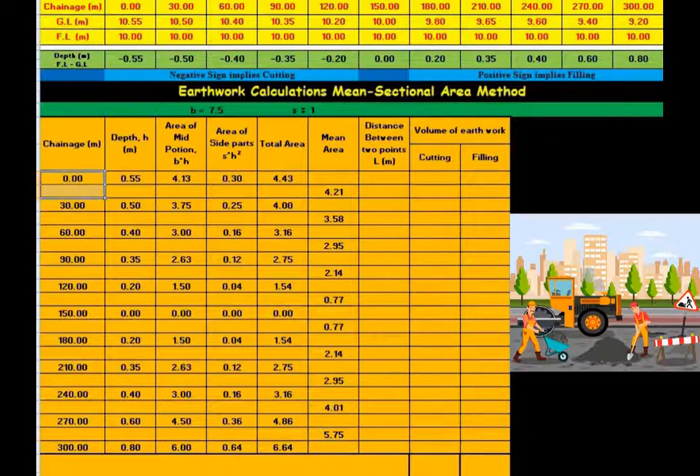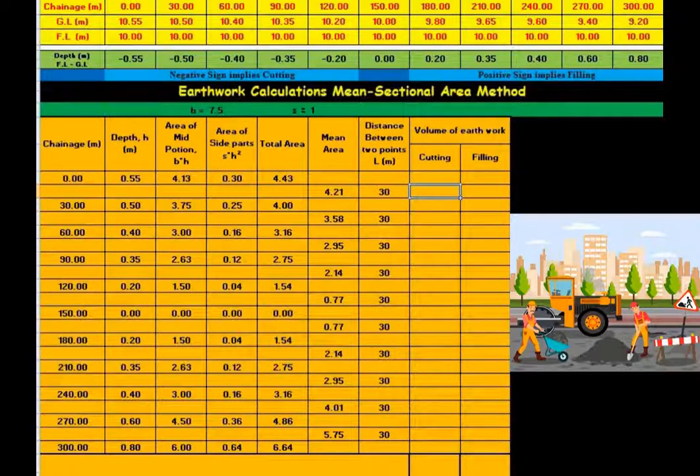Now the distance between 2 points. The difference between 2 points in each case is 30, so we write the value of distance between 2 points as 30. Now the volume of earthwork. From the depth calculation it can be concluded that up to 150 meters we have to calculate the volume of earthwork for cutting, and from 150 meter to 300 meter we have to calculate the volume of earthwork for filling. So up to 150 meter we write the values in the cutting column, and from 150 to 300 meter we write the values in the filling column.